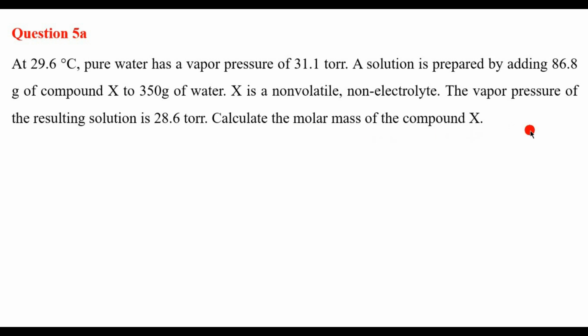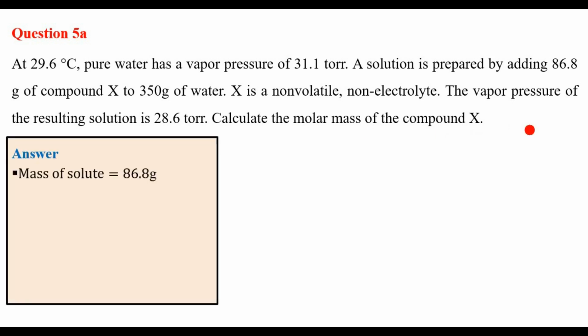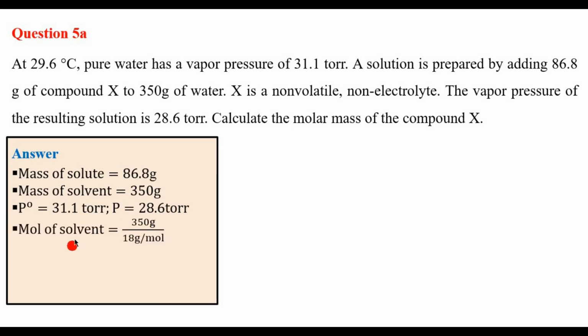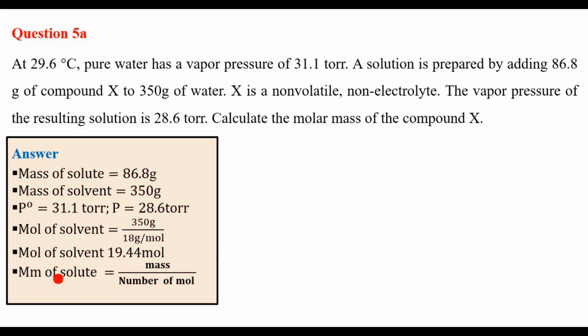So we need to use the formula again to calculate the vapor pressure of the solution. Then we will rearrange to find the molar mass. Here we have the mass of the solid. We have also the mass of the solvent. We have also the vapor pressure of the pure solvent and the vapor pressure of the solution. Then we can determine the moles of the solvent by taking the mass of the solvent dividing with the molar mass of the solvent, because the solvent is water. We can also determine the molar mass of the solid by using this formula, which says the molar mass of solid is equal to the mass dividing with the number of moles.